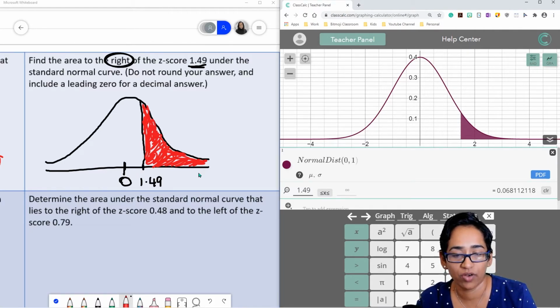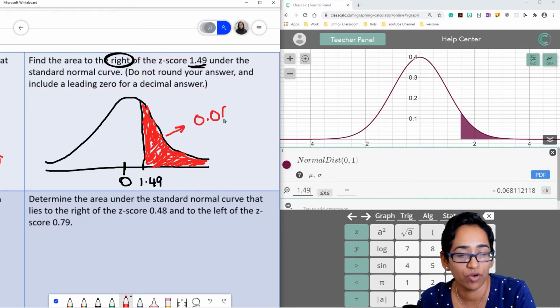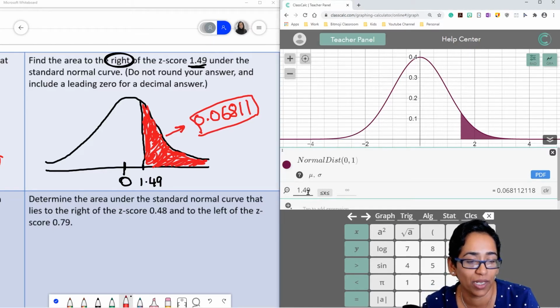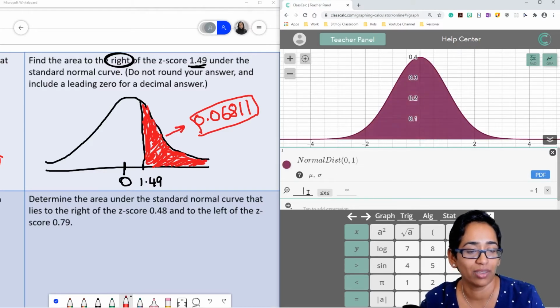So my area is 0.06811, depending on how many decimal places they're asking you. Again, let's say, for instance, you forgot to plug it here. You plugged it on this side.